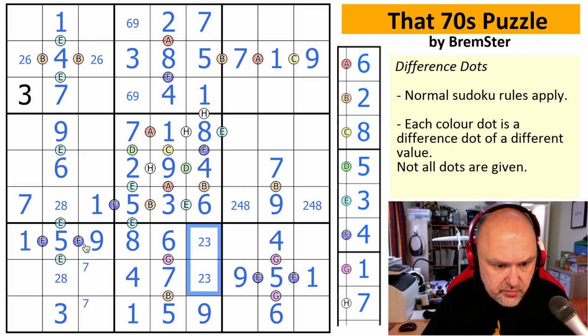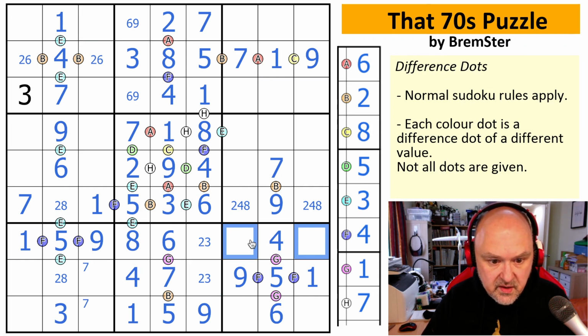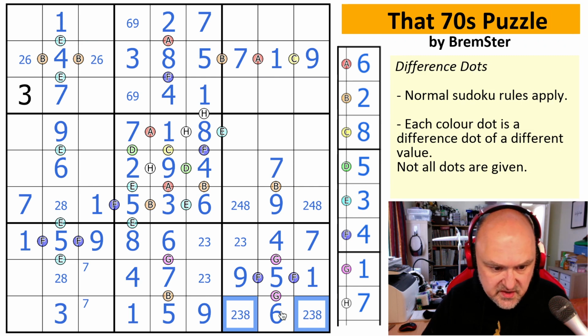Across here we need 2, 3, and 7. That can't be 7, so that's a 2, 3. That becomes a 7. 2, 3, and 8 go into the bottom row.